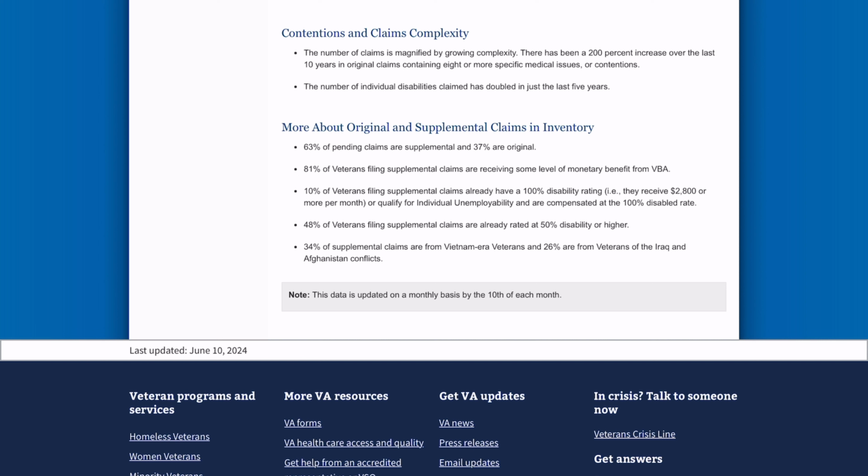We'll talk about that. 48% of veterans filing supplemental claims are already rated at 50% disability or higher. So almost half of veterans that are filing supplementals are already rated at half. Add that to the fact that 81% are receiving some level of monetary benefit, that second bullet point there. So 34% of supplemental claims are from Vietnam veterans. 26% are from veterans of Iraq and Afghanistan. So a lot of these supplementals are coming from Vietnam era veterans because all their symptoms are getting worse and worse and worse as they age.